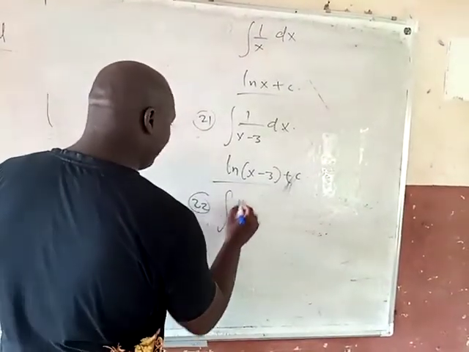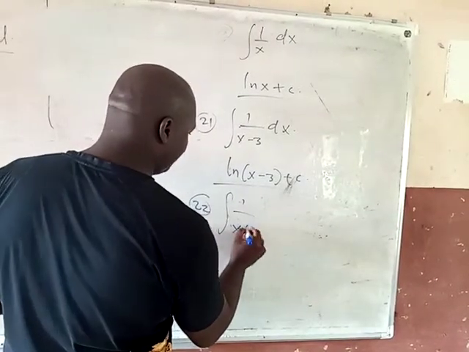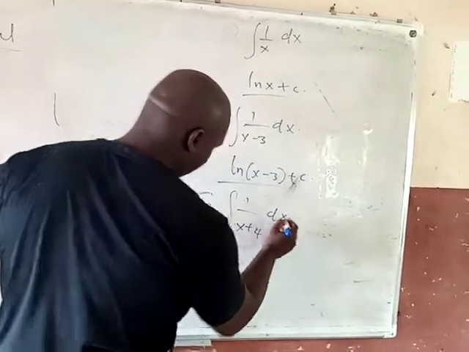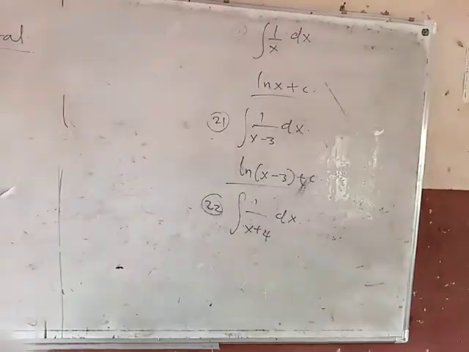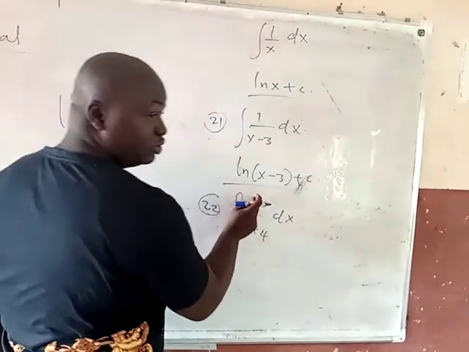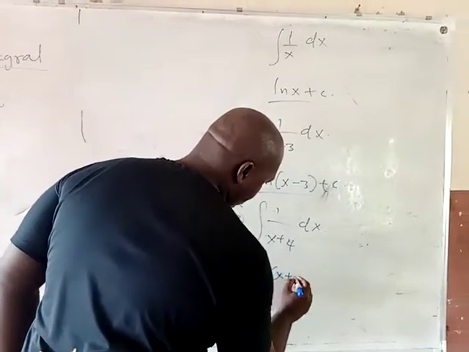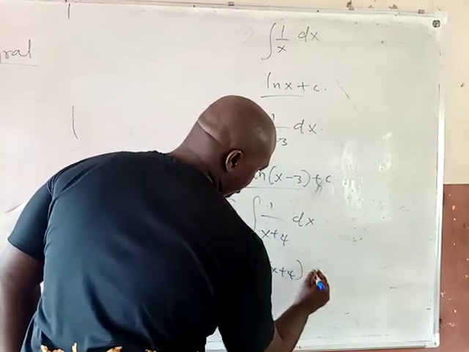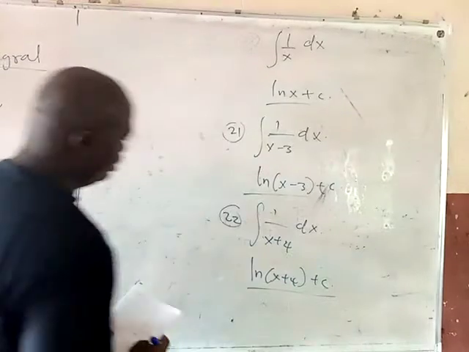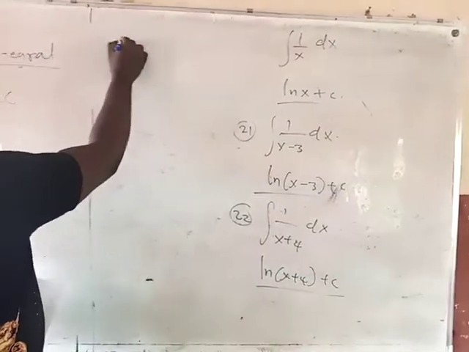Now, what if I have 1 all over s plus 4 dx? This and this, they are all the same. 1 gives me 1 here. So my answer is what? Ln of x plus 4 plus c. Good.